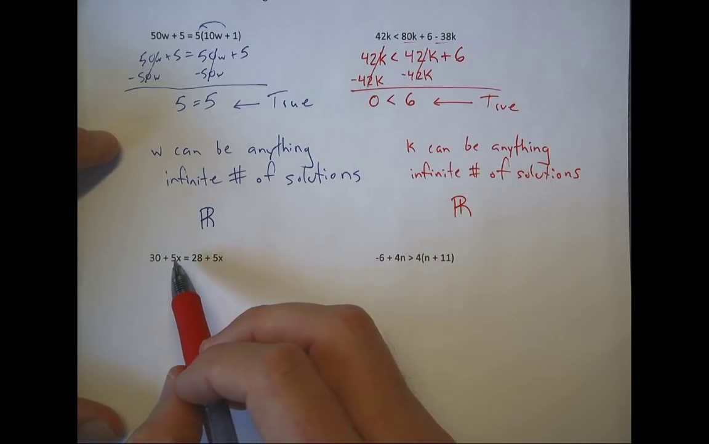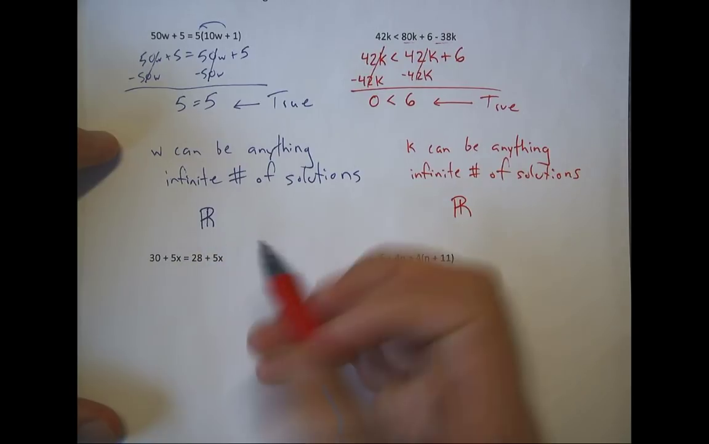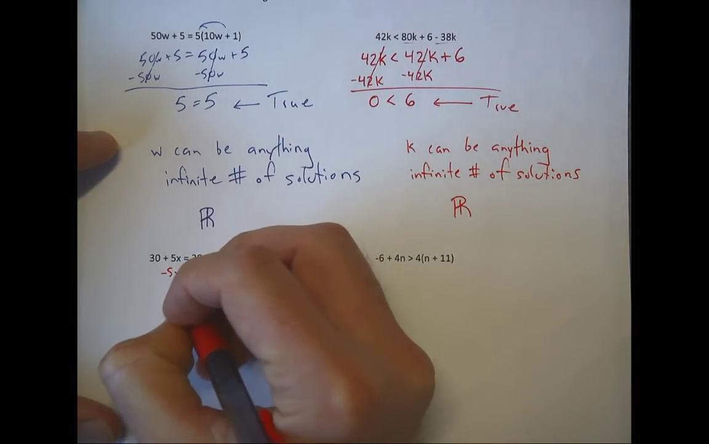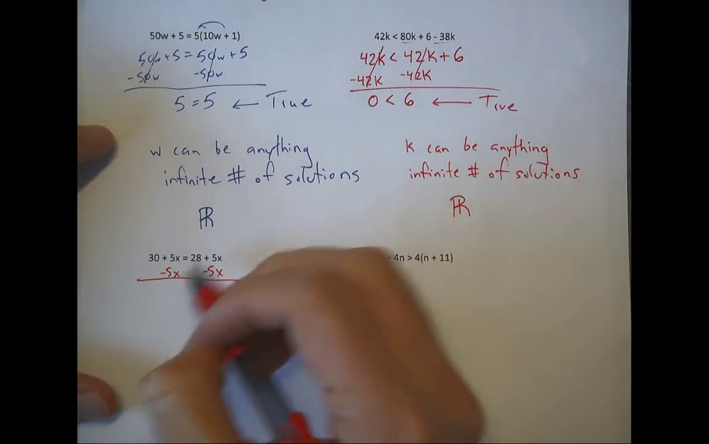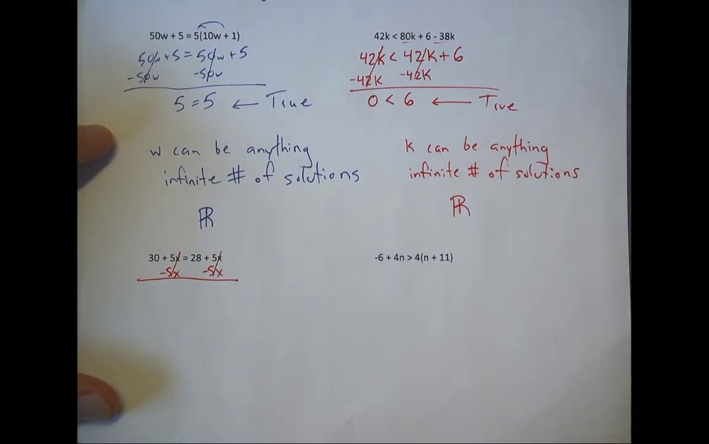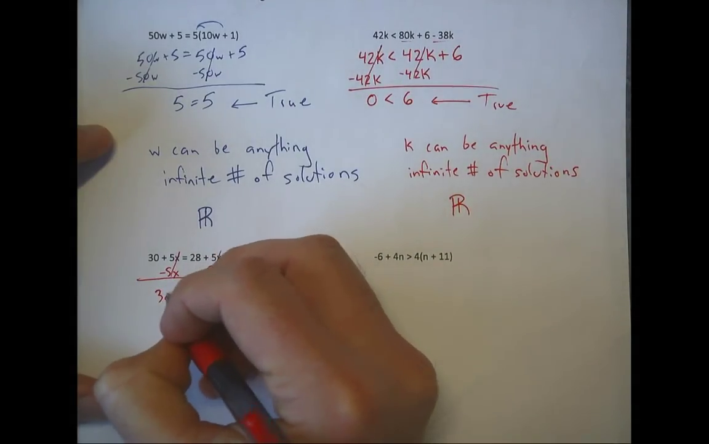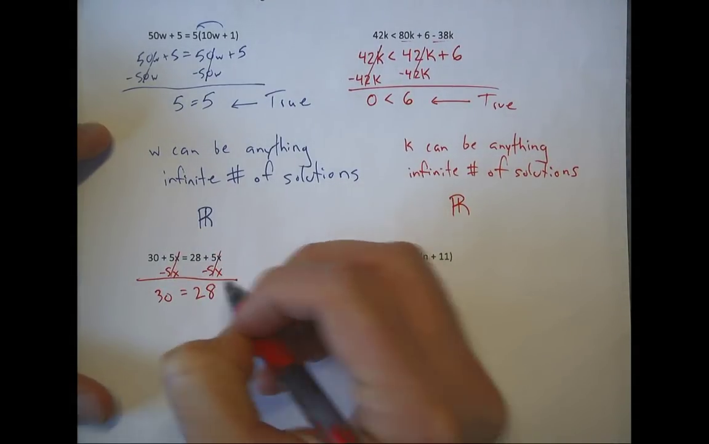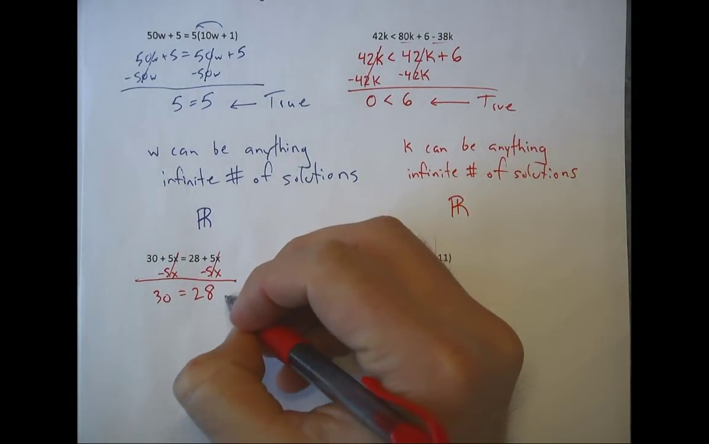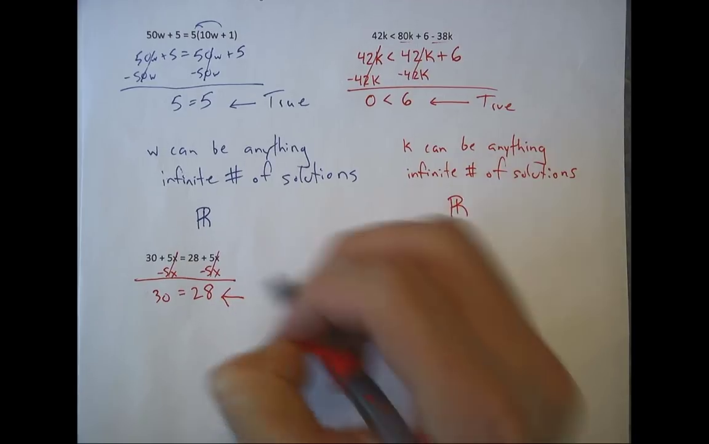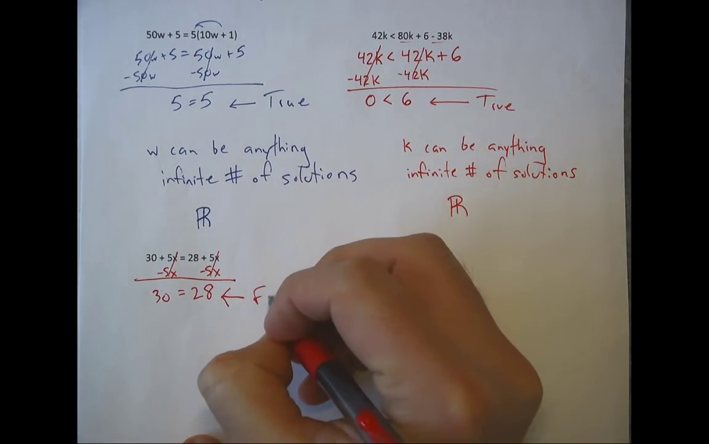So since I do have an x on the left and an x on the right, I want to get rid of the smallest one. They're the same, so it doesn't matter which one you technically have chosen in your head. You're going to be subtracting 5x on both sides. And they cancel. And we get 30 equals 28. So the answer here is not all real numbers because we have to analyze this statement. Does 30 equal 28? No, this is a false statement.